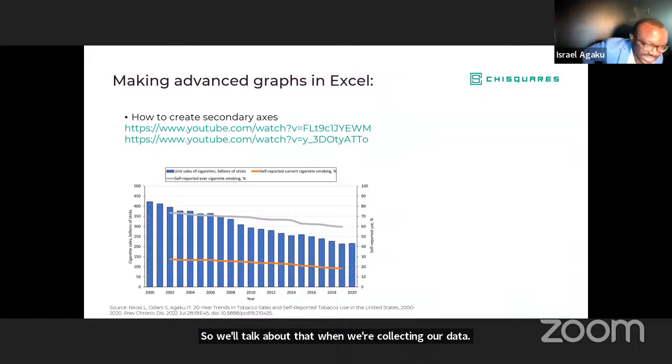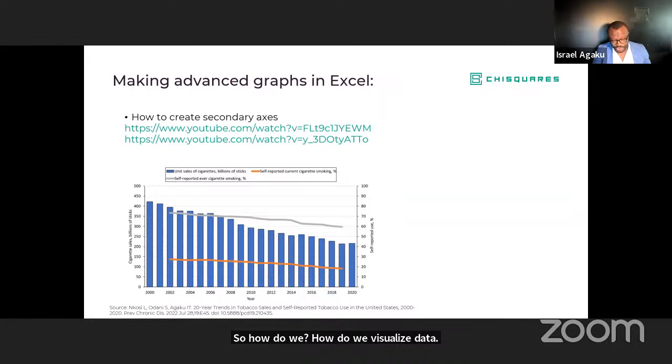So how do we visualize data? Now, like I said earlier, we're going to have this session in two sections, right? Section number 1 is you've already collected your data and you want to write your manuscript, and you're thinking of how do I present my data in a way that will be visually stimulating. One way to do that is to use secondary axes, right? Secondary axes are good when you have two data points that have very different measures. So here, for example, we have self-reported use, which ranges from 0 to 100%. And then on the other hand, we have cigarette sales, which is billions of sticks, and this ranges from 0 to 500 billion.